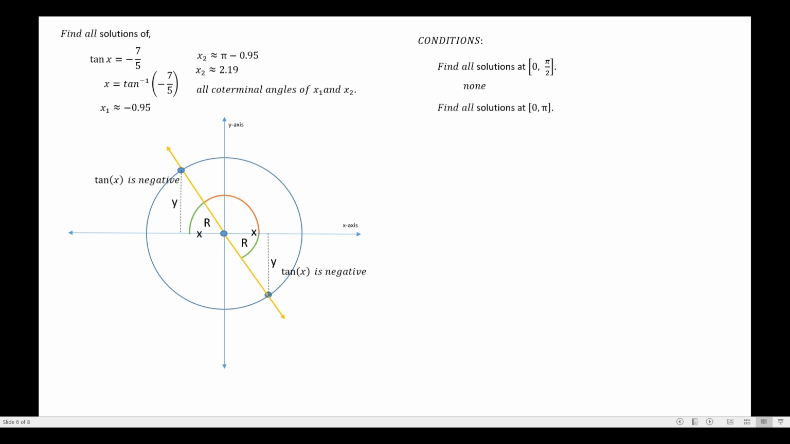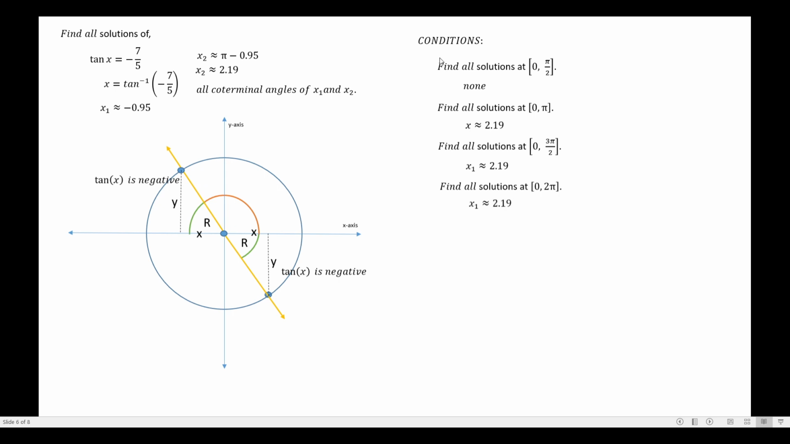Then if we consider until pi, we have now one solution. From 0 on the right side of the x-axis going to the left side, that's pi, which means we have x approximately 2.19. Then we find all solutions in the closed interval from 0 to 3 pi over 2. Until the third quadrant, there's only one terminal side again, so the same, approximately 2.19. If you extend to a full revolution, 0 until 2 pi, there will be two solutions this time, this terminal side and this terminal side.